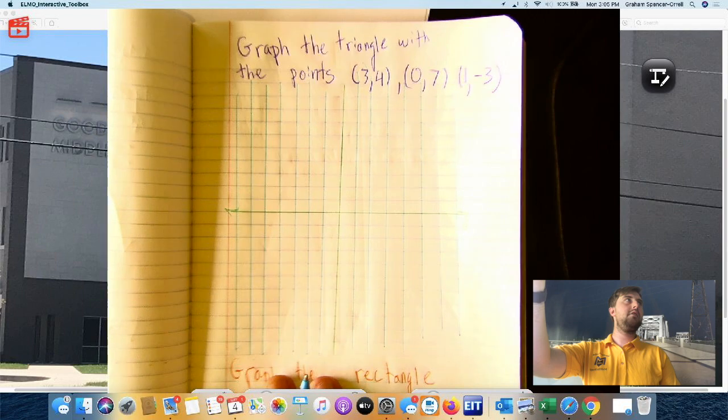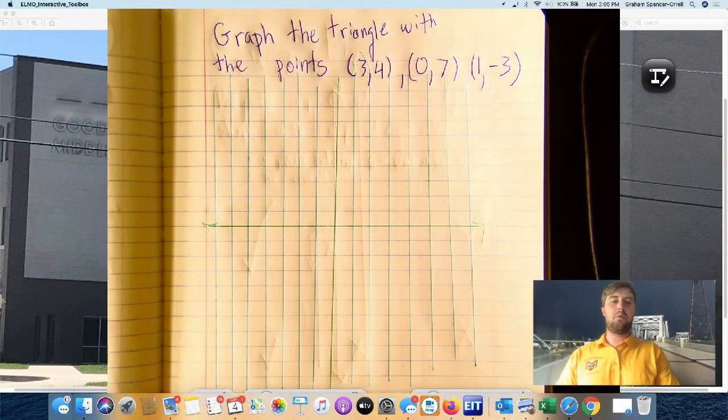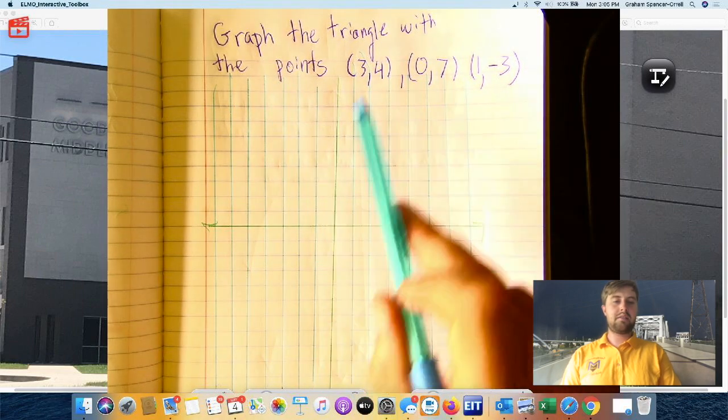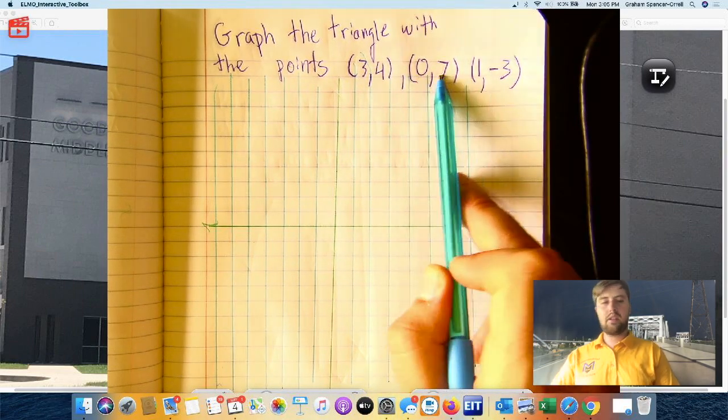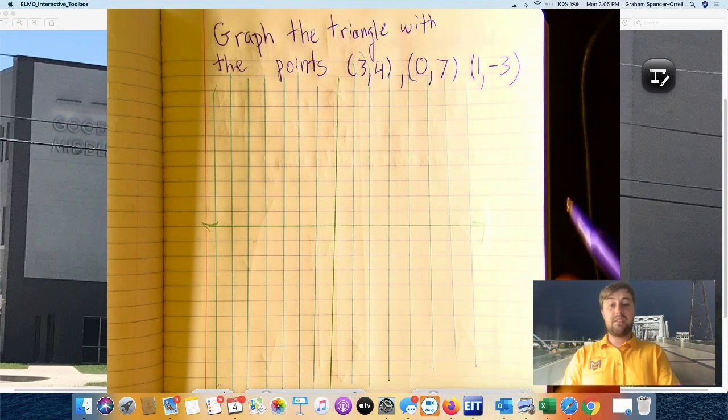And then we're going to jump into graphing this triangle. So our problem just says graph the triangle with the points 3, 4, 0, 7, and 1, negative 3. I'm going to do this in purple just like our question. So our first point is 3, 4.